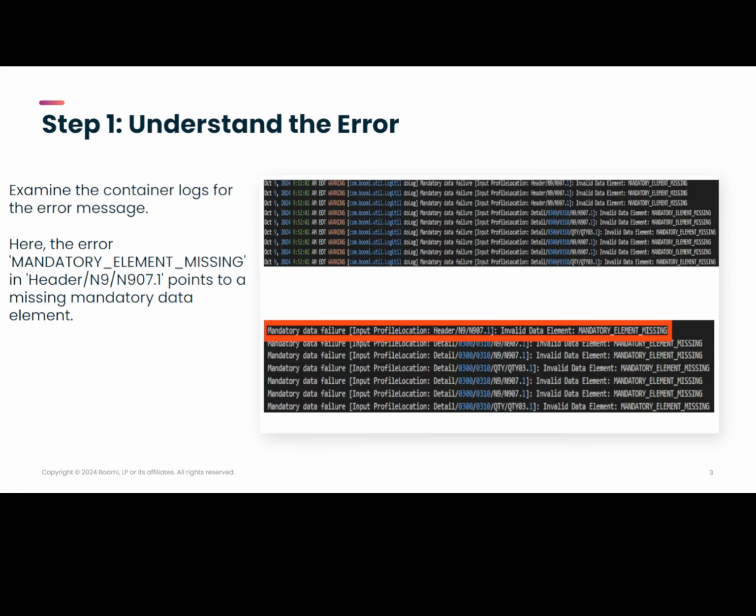Step 1 is to understand the error. Here we see an example container log with the error message, mandatory element missing. It tells us that a mandatory data element is missing in the profile, specifically at header N9 and 907.1. Our goal in this step is to identify where the data element resides in the associated EDI profile so we can resolve the issue.